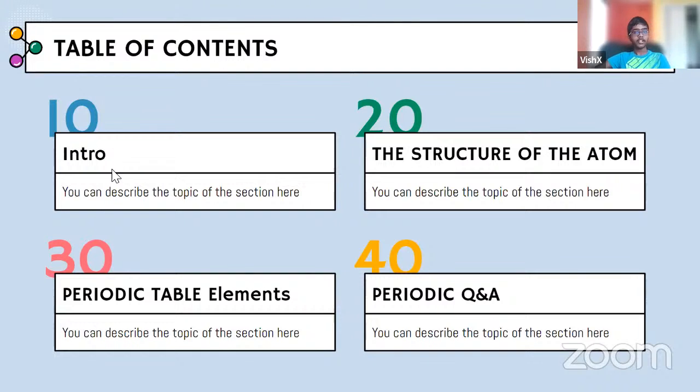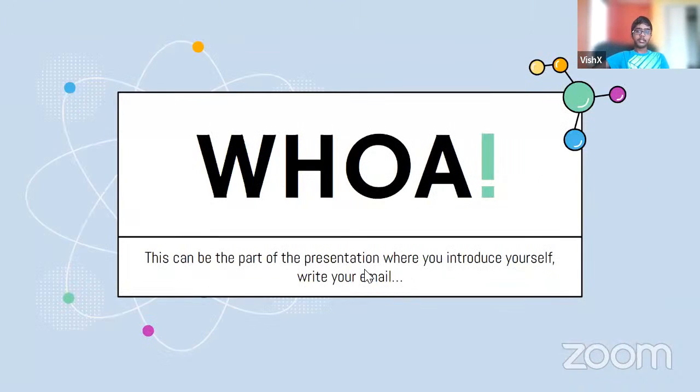What we'll be covering today, first of all, the intro. You can learn about each of the topics we're doing. Then we'll be covering the structure of the atom, how the atom works. Then we'll be telling you about the elements we've chosen to talk about today. And finally, the Q&A, or as it says here, periodic Q&A.